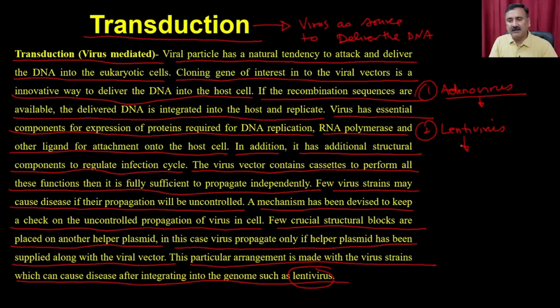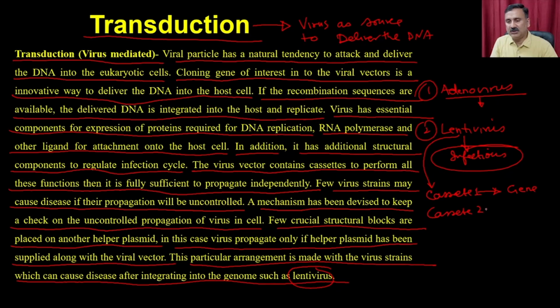going to attach to the cell. They will deliver the gene of your interest to the nucleus, and that's how it works. The lentiviruses are more infectious and self-replicating. That's why the lentivirus can be used in two cassettes. Cassette 1 will have your gene of interest, and in cassette 2, you can keep all the essential genes.